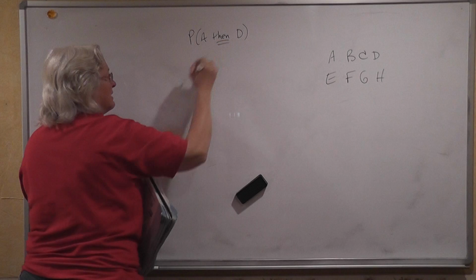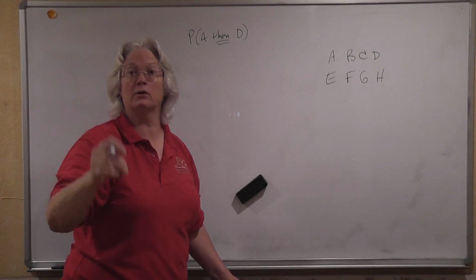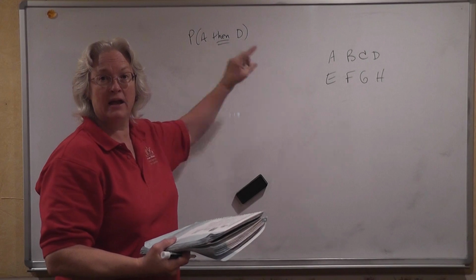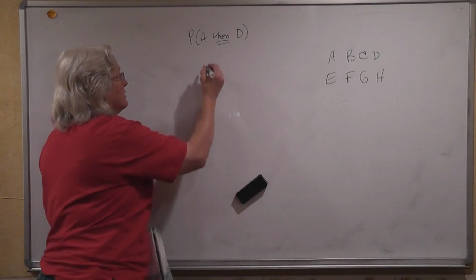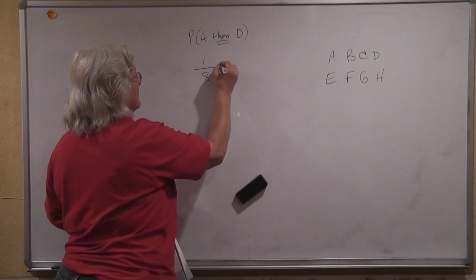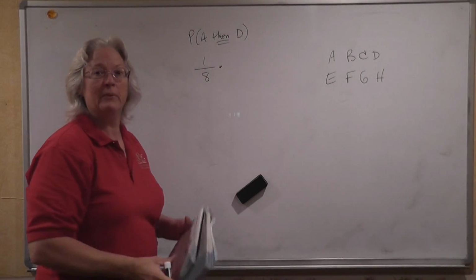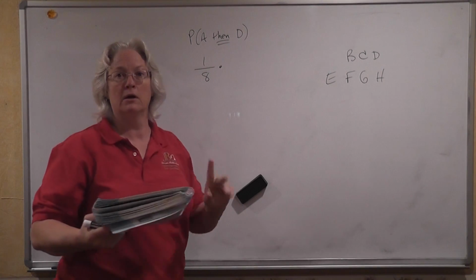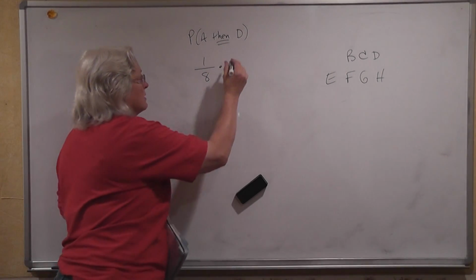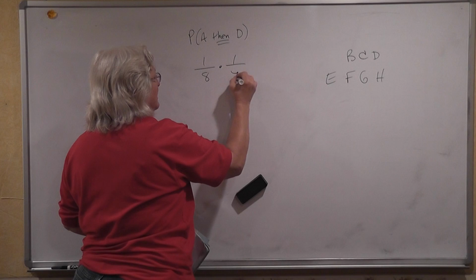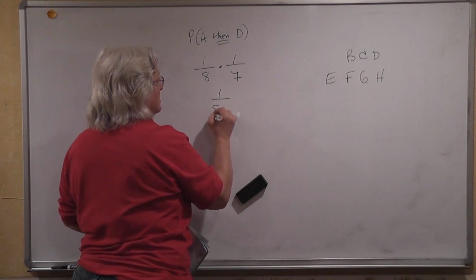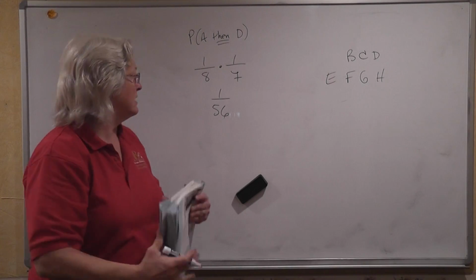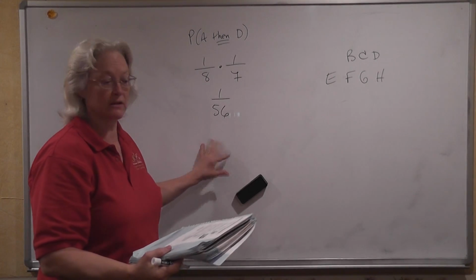What does that then tell us? It tells us that we're not going to go ahead and put that tile back. Probability of drawing an A, there's only one A over here, so that's 1/8, times the probability of drawing a D, given the fact that we've already drawn an A. There's only one D, but now we have only 7 choices. So the probability of first drawing an A and then drawing a D is 1 out of 56.